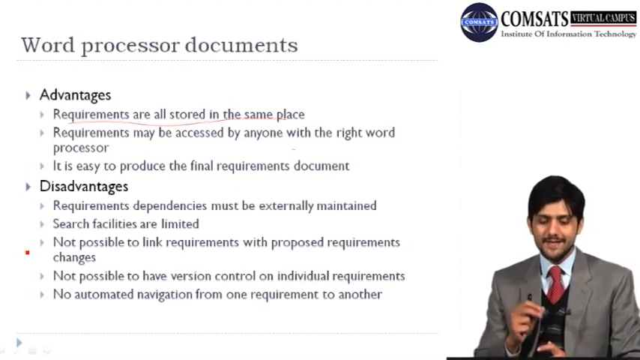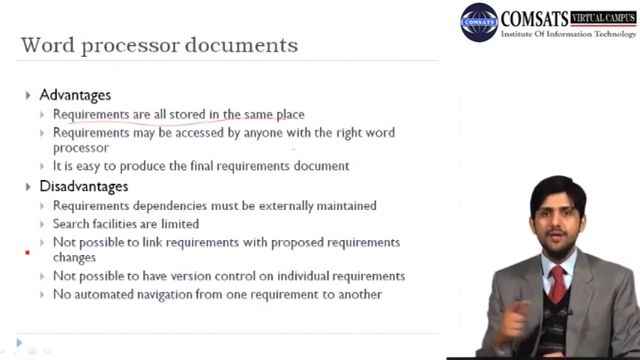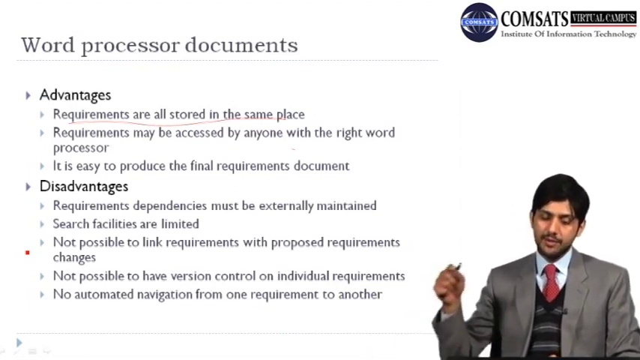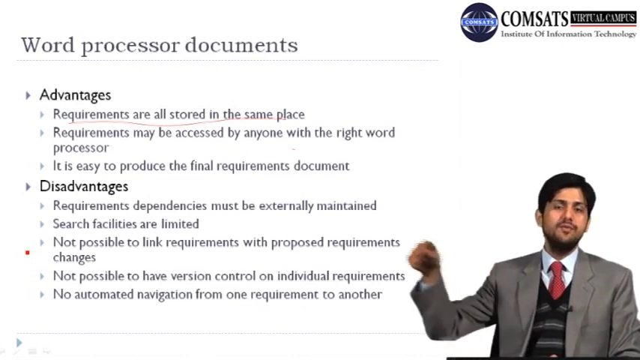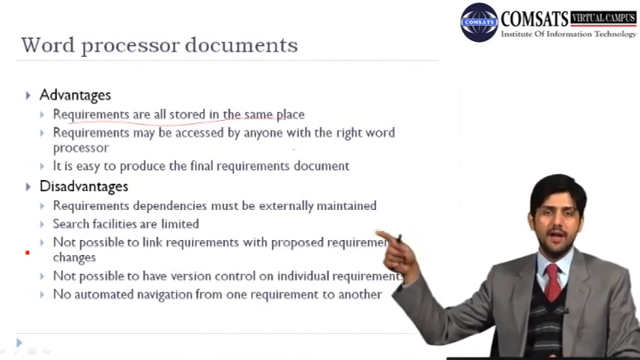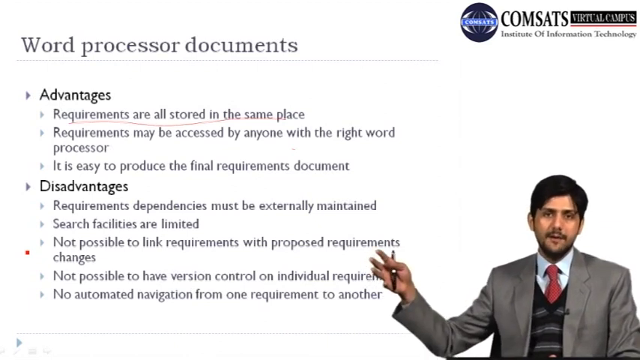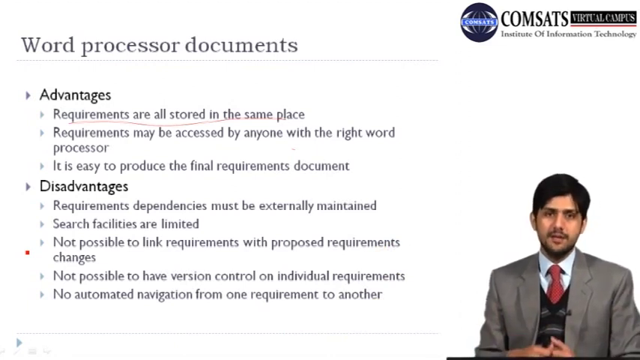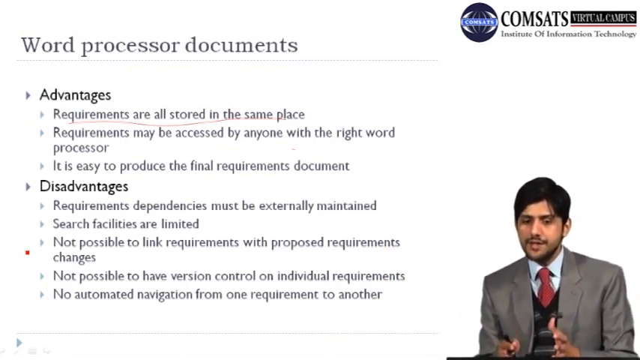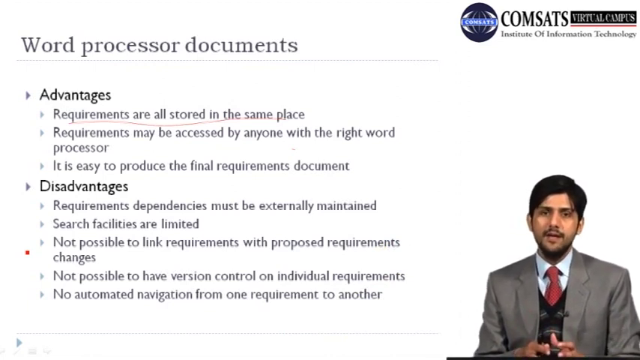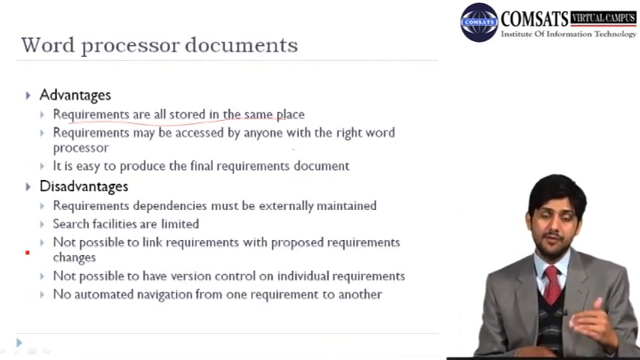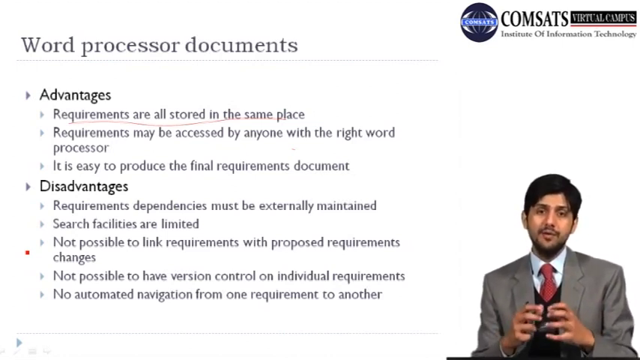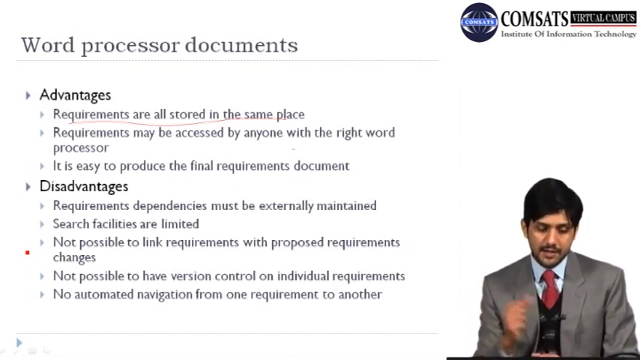The requirements dependencies must be externally maintained. So you need another document, for example, to maintain the requirement dependency. For example, you need to mention that requirement number 1 is dependent on 2, 3, 4 and 5. Requirement 2 is dependent on 6, 7 and 8. So you need to externally maintain this information. Similarly, search facilities are limited. So if you are trying to search the dependency of a requirement, then if you are using a word processor, there's only a certain type of information that you can actually search for.